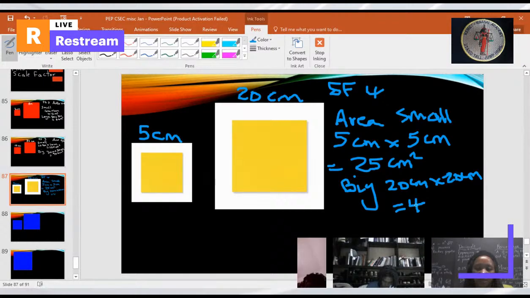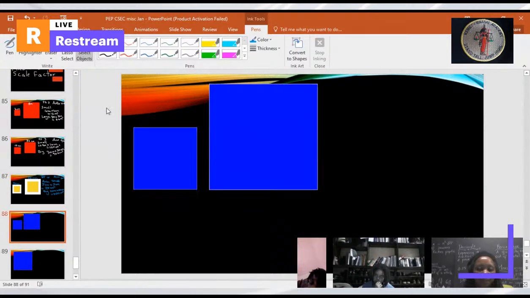What can we say about the two areas? How to compare them? Miss, it's 16 times as big as the small triangle. All right. Is that a triangle? Sorry, a square. All right. We're going to do one more because we want to compare and see if there's a pattern there.